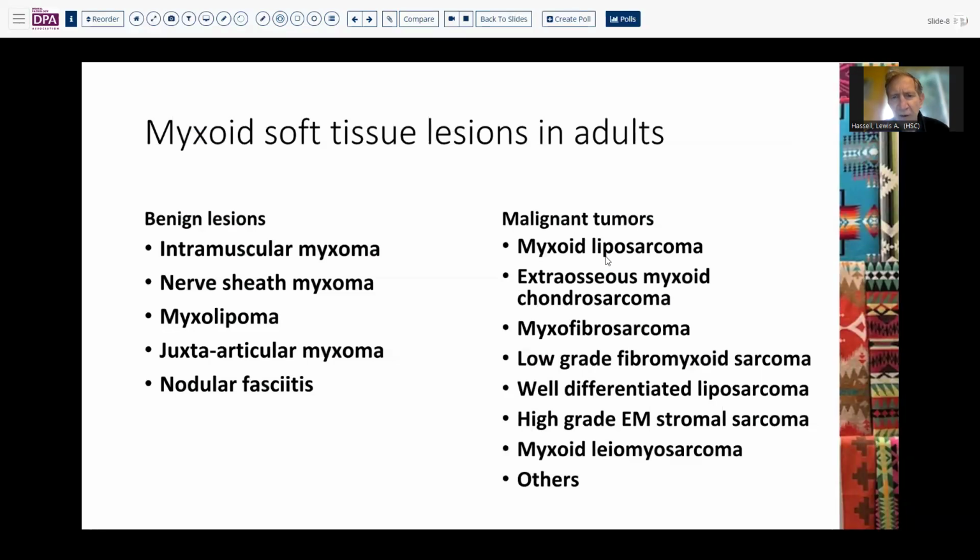On the malignant side of things, certainly myxoid liposarcoma, myxoid chondrosarcoma, myxofibrosarcoma, a higher grade tumor, low grade fibromyxoid sarcoma, certainly a possibility, as well as on rare occasions in low grade in other locations, a well differentiated liposarcoma could potentially have this appearance. Although those typically do not have a lot of myxoid tissue, we have seen a few examples of that. And then other higher grade tumors like endometrial stromal sarcoma or myxoid leiomyosarcoma would be possibilities, though unusual in this particular location.